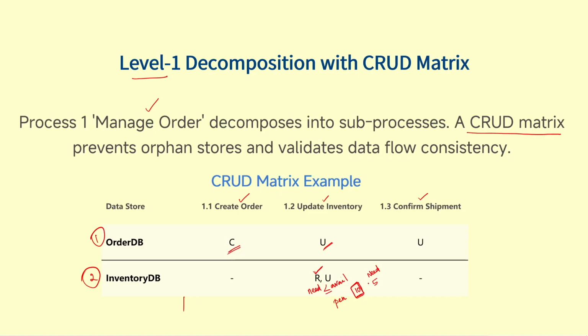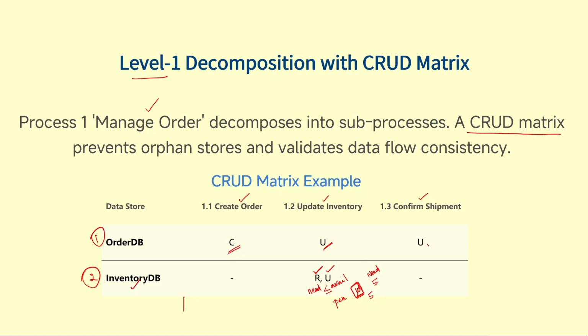After you have placed that corresponding order, this has to be changed to 5 because you have already placed an order for 5 quantities with respect to that customer. So, you have to update. That is why we have read and update with respect to your inventory DB.